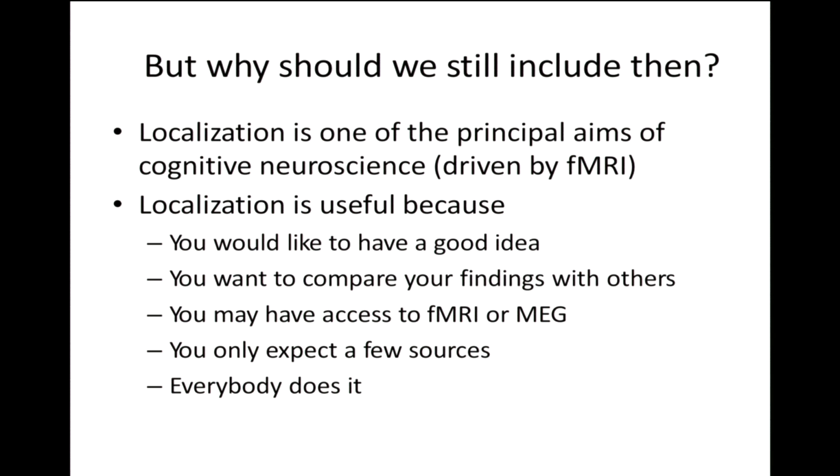So it is very useful, but I personally have reservations. Why am I still talking about them? The first reason is that localization is actually one of the principal aims of cognitive neuroscience. It is not just cognitive neuroscience; it is to some extent the principal way our brain functions, not localization itself, but the desire to localize, because localization gives us an easier explanation: one brain region, one function. That is a very easy way to explain.